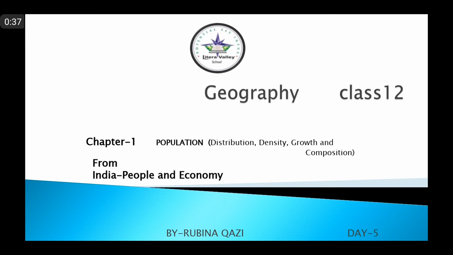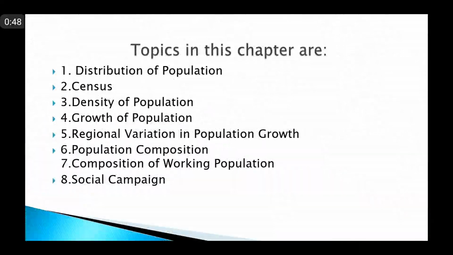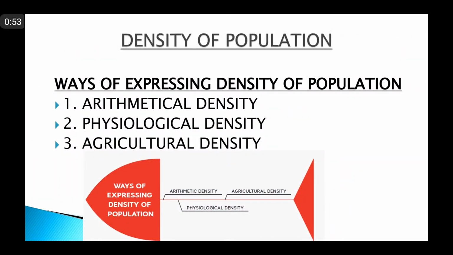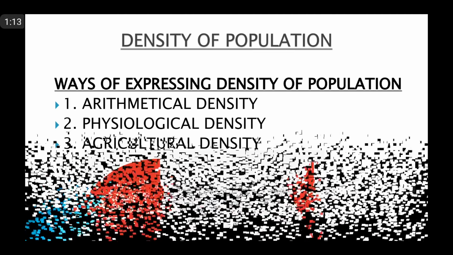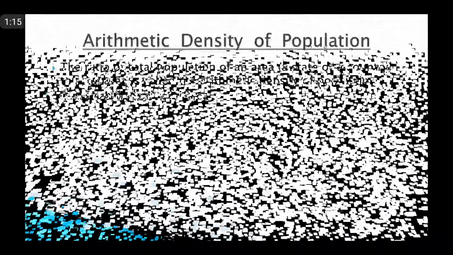Now let me tell you something about this density of population, what are the ways of expressing the density of population. Look at this. What is given here is that the density of population can be expressed in 3 different ways: arithmetic density, physiological density and agricultural density. This is the mind map which I have shown, where arithmetic, physiological and agricultural density of population are clearly shown.